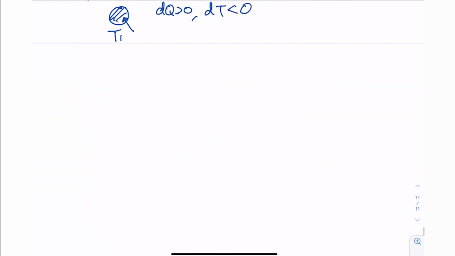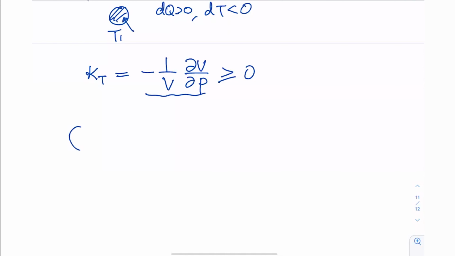The other important criterion that you usually see is something called kappa T. It's called the compressibility, and it is defined in this way. And it is also required to be greater than or equal to 0. Similar arguments will apply to this quantity, because what this quantity tells us is, if the pressure changes, or if the volume of the system changes, how the pressure changes. So we can make similar arguments.